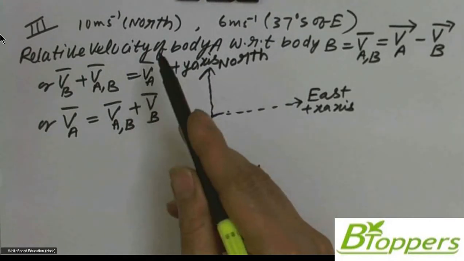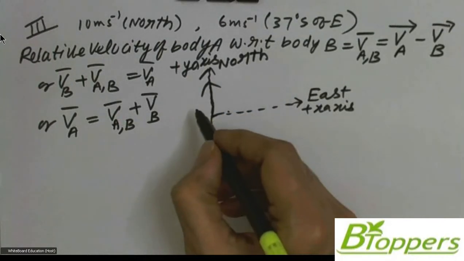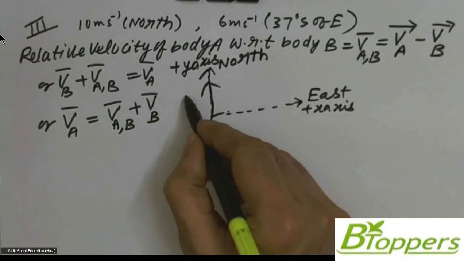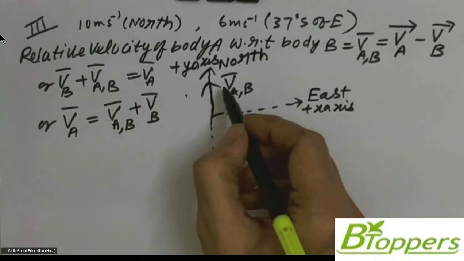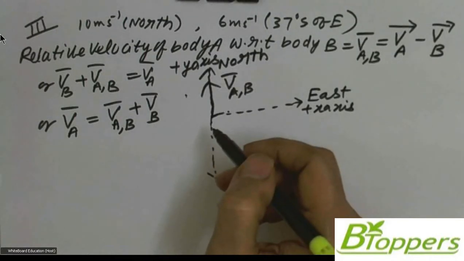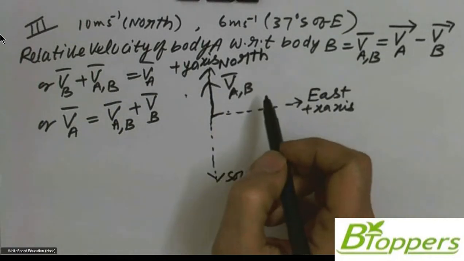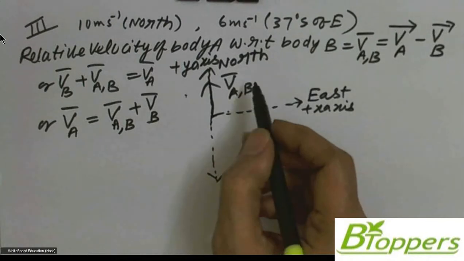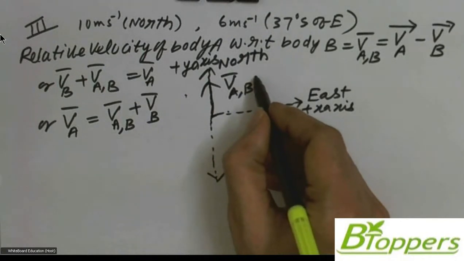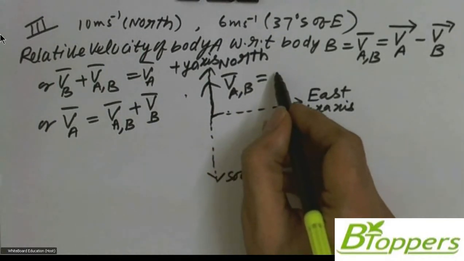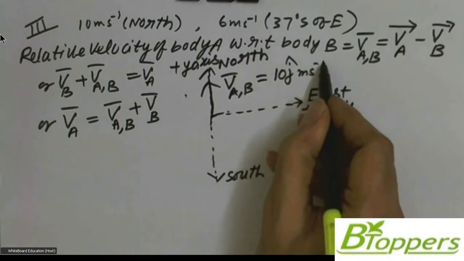So relative velocity of A with respect to B, denoted by V bar subscript A comma B, acts towards north. That means along positive y-axis. So its component along x-axis will be 0. Therefore, the relative velocity of A with respect to B can be written as 10 j cap meter per second.